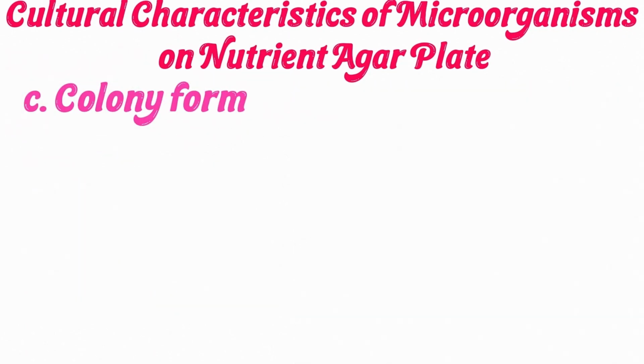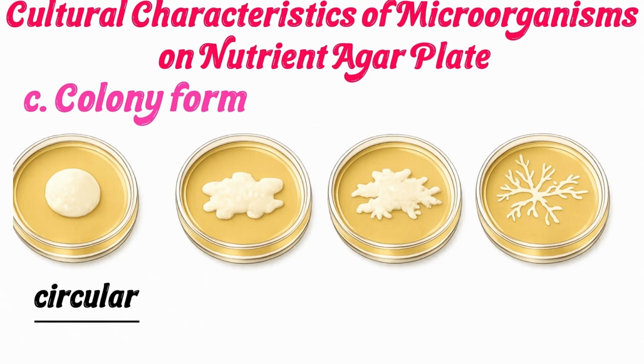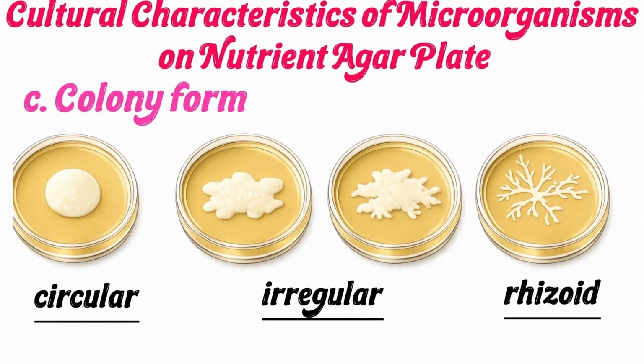Colony form. Form refers to the overall shape of the colony. Circular colonies have smooth round edges. Irregular colonies have uneven outlines. Rhizoid colonies resemble spreading roots.